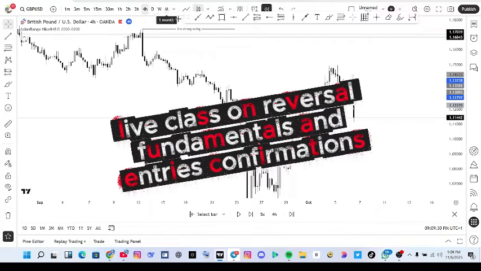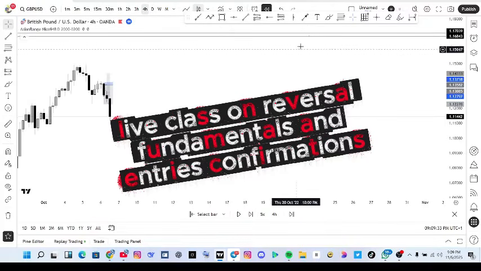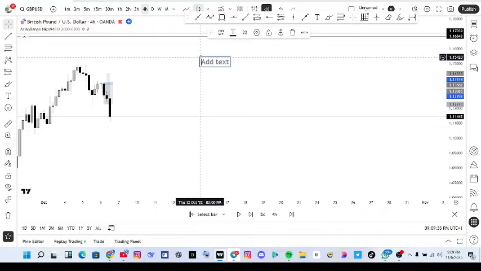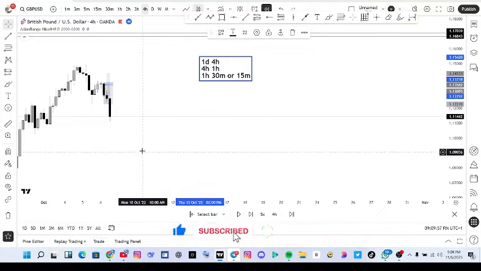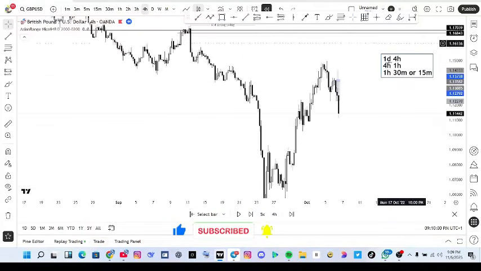When it comes to reversal, how do you know when the 1 day time frame is going to be reversing? You go to 4 hour. How do you know when 4 hour is going to be reversing? You go to 1 hour. How do you know when 1 hour will be reversing? You go to 30 minutes or 15 minutes. So now let's look into this place.